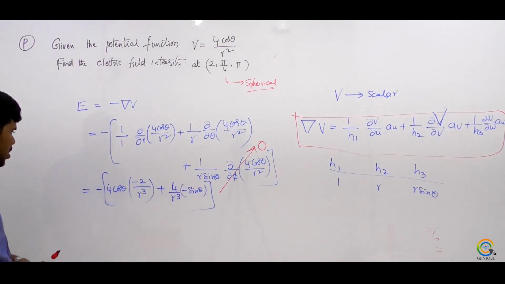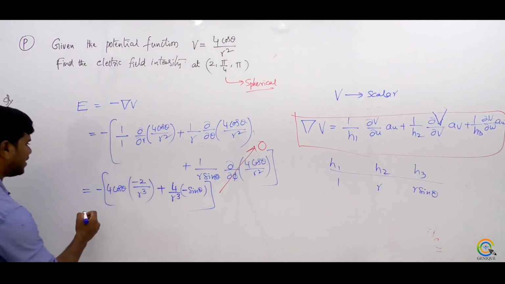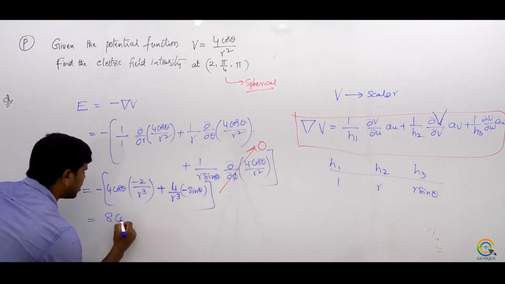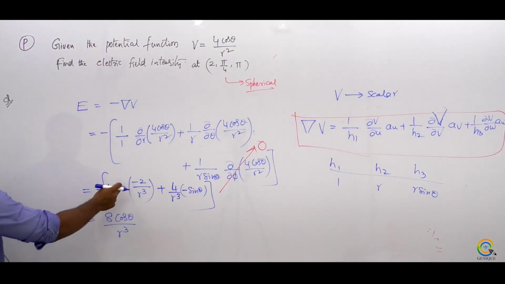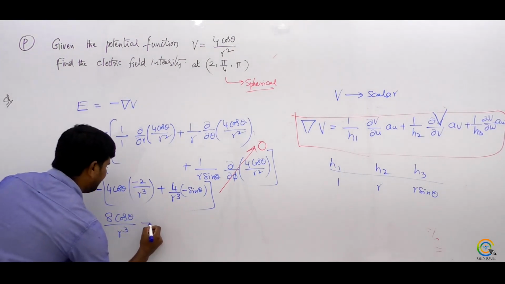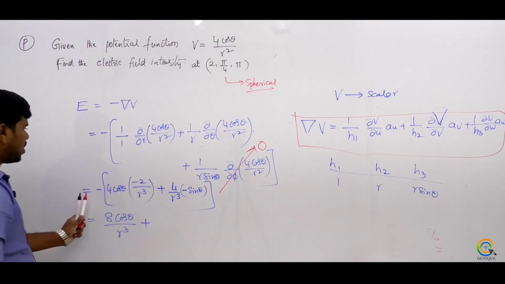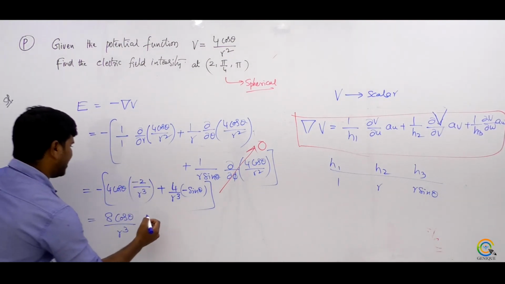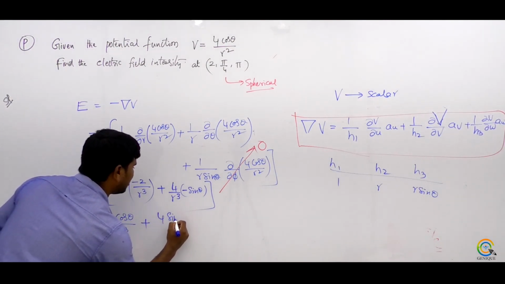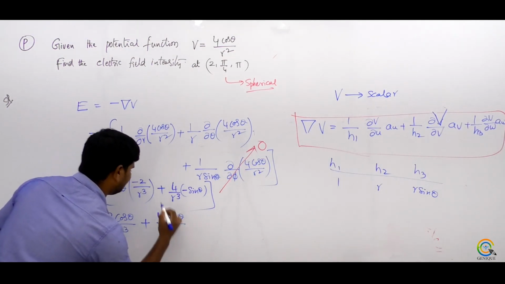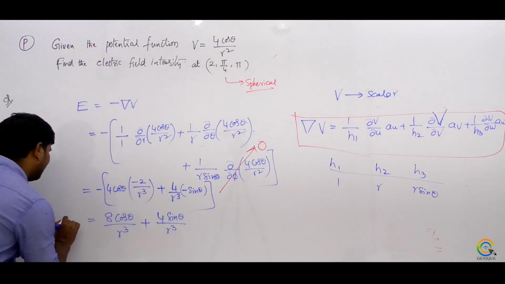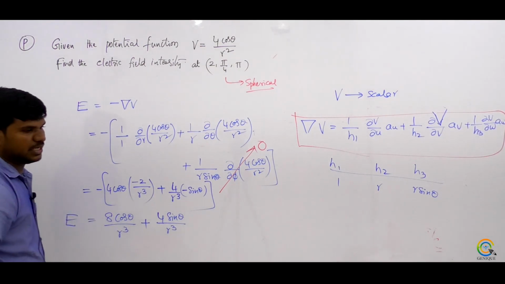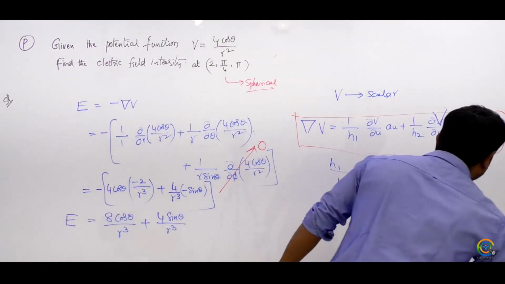Understand now? So now if I multiply this, what I will get? It will be 8 cos theta divided by R cube, plus 4 sin theta divided by R cube. Okay. But what I have to find? Already I got the electric field intensity. This is electric field intensity in terms of the spherical coordinates.